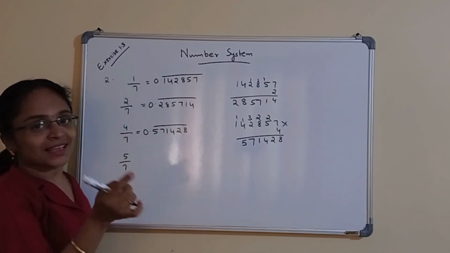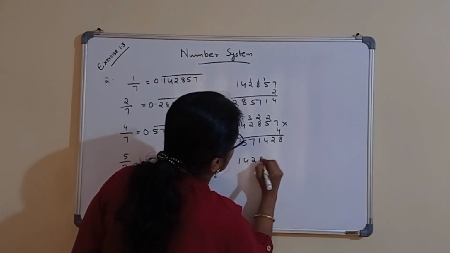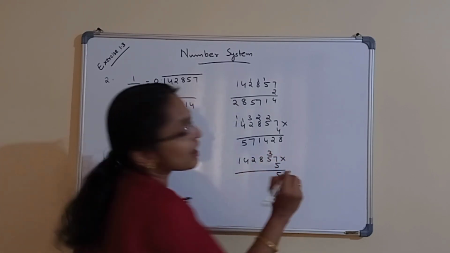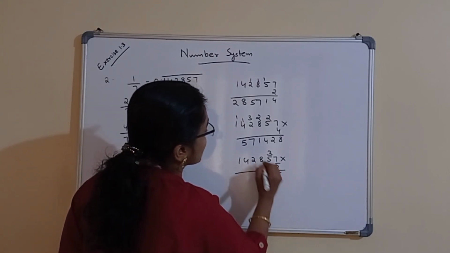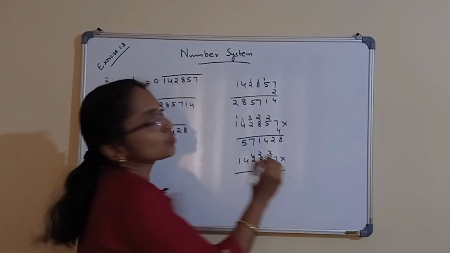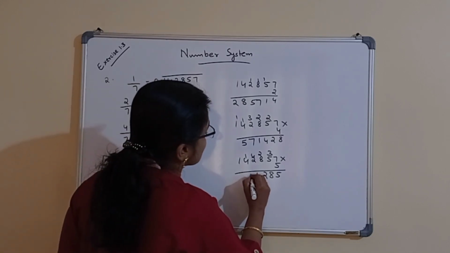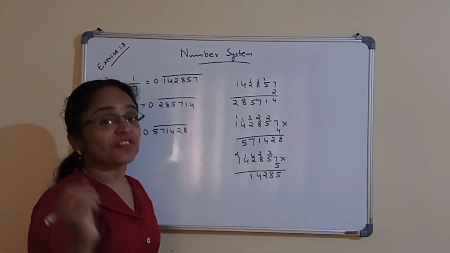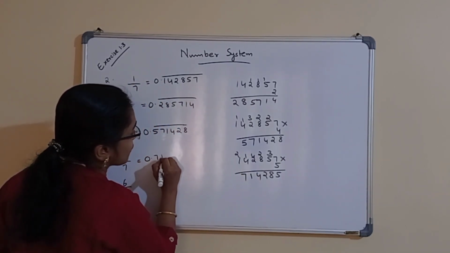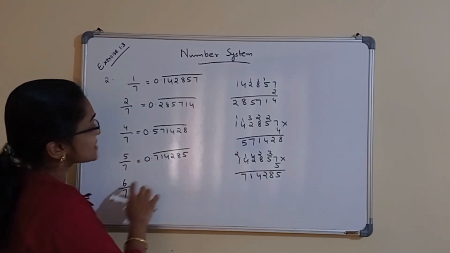Now 5 by 7. Multiply this by 5. So we'll get 142857 by 5. 7 fives are 35. 5 fives are 25 plus 3 is 28. 8 fives are 40 plus 2 is 42. 2 fives are 10 plus 4 is 14. 4 fives are 20 plus 1 is 21. Then 1 five is 5 plus 2 is 7. So we have 0.714285 which will repeat.